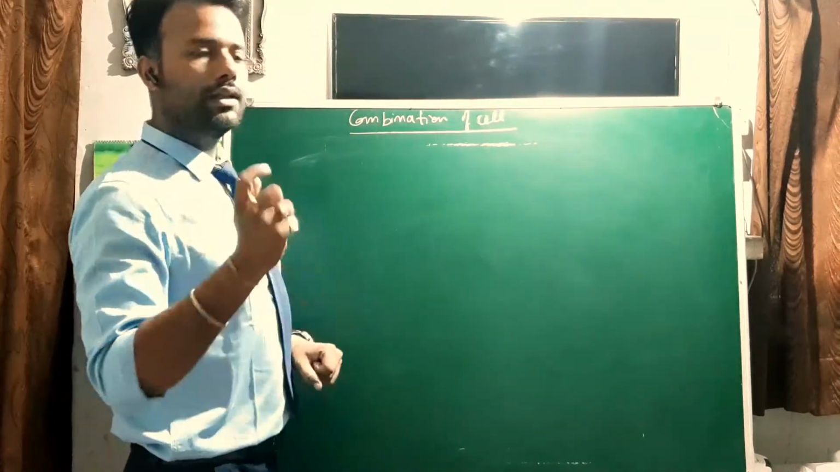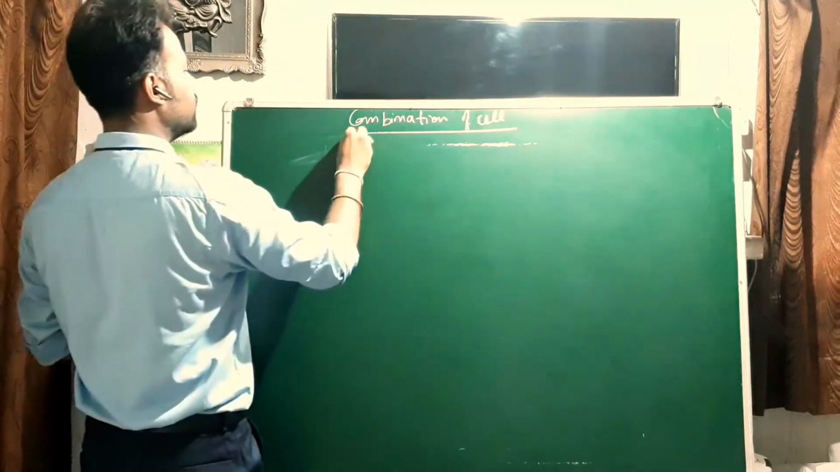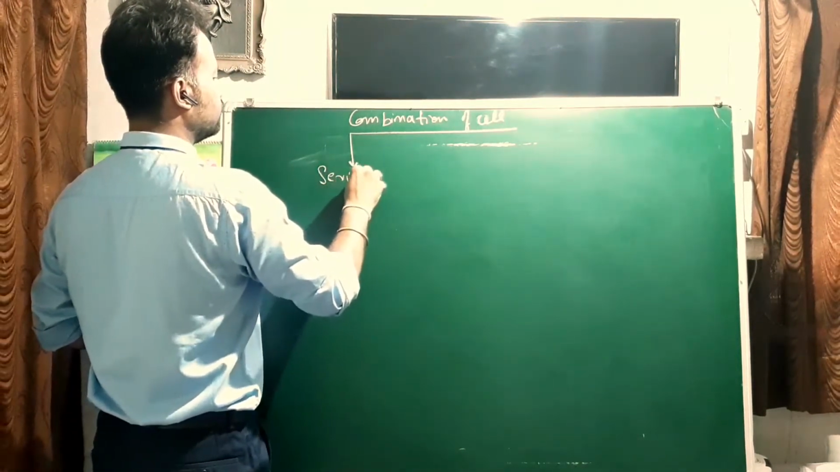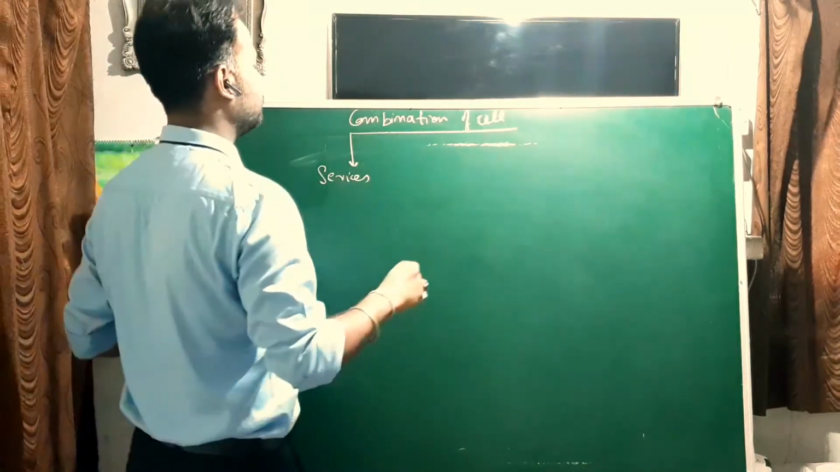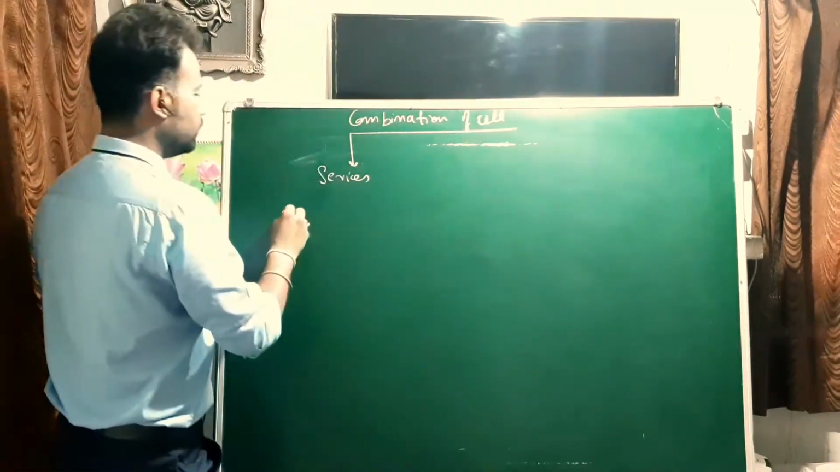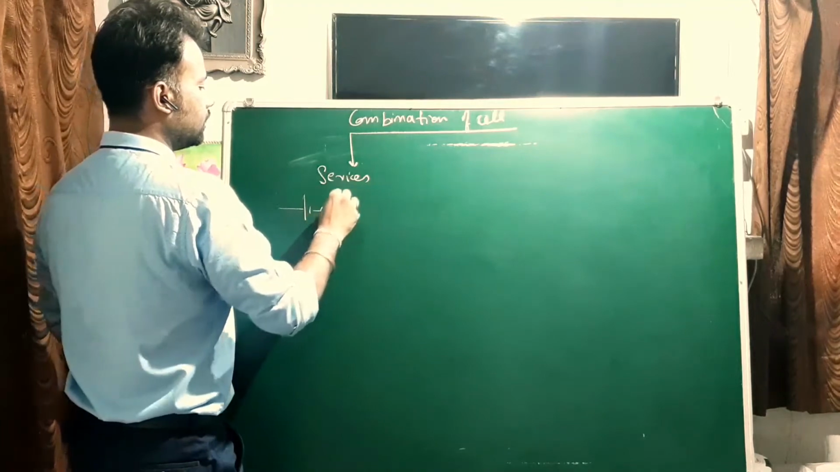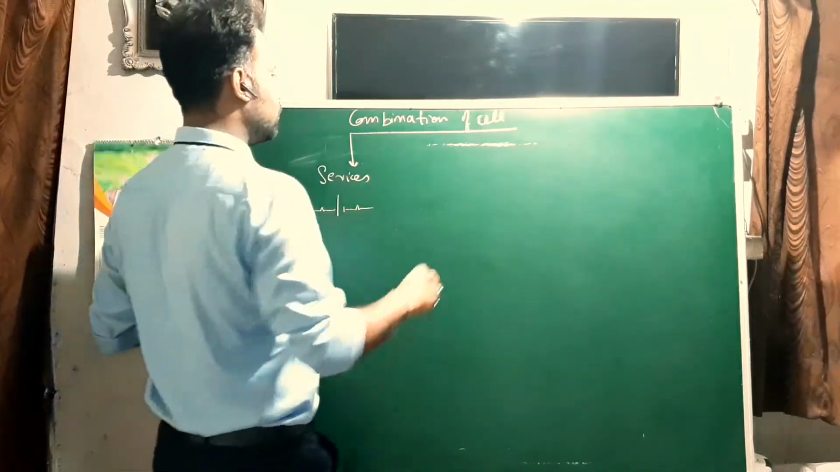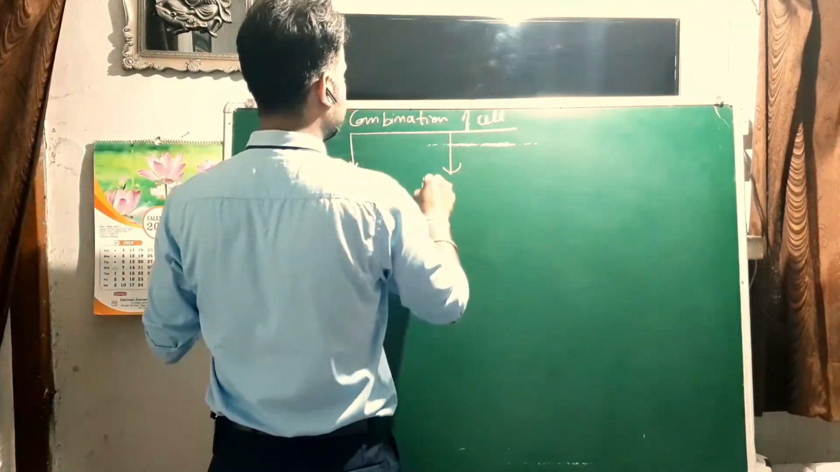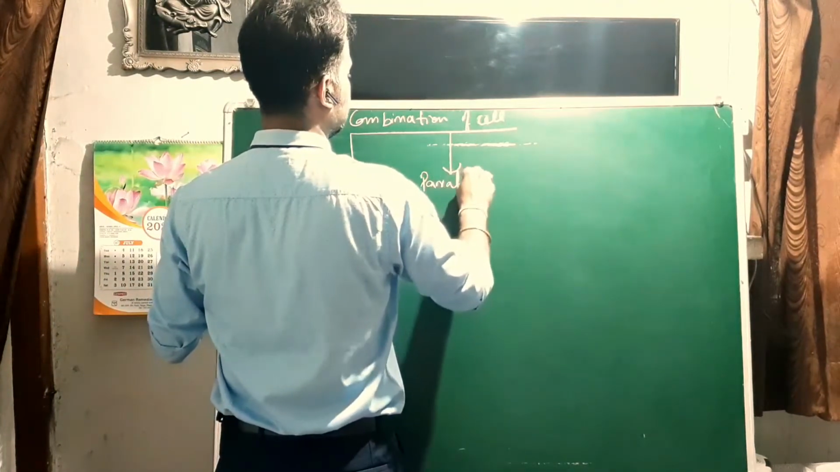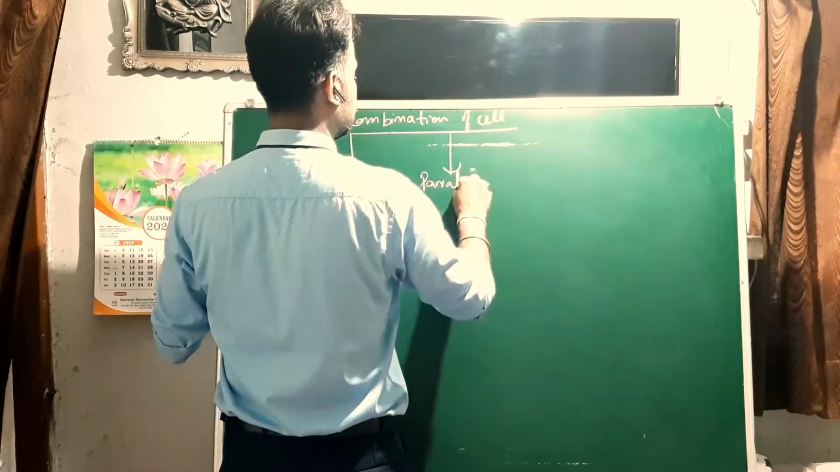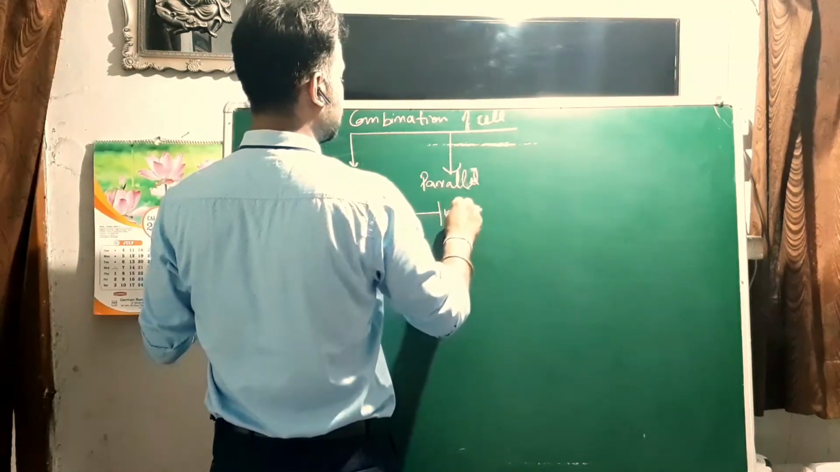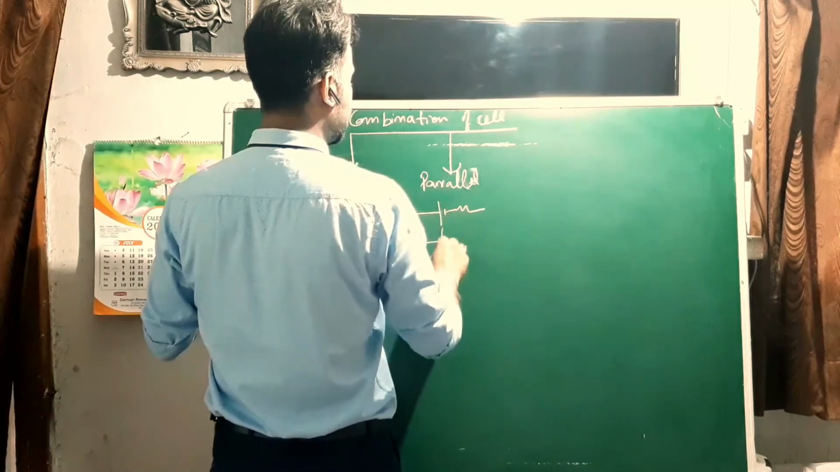Combination of cells is basically of three types. First, you all know, series combination. In series combination, all the cells are connected like this. Parallel combination. In parallel, cells are connected like this.